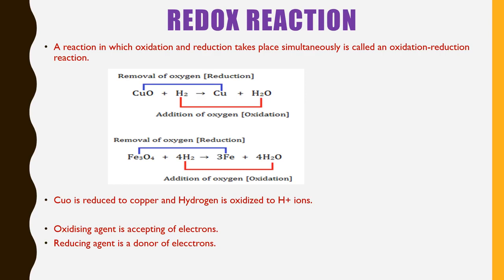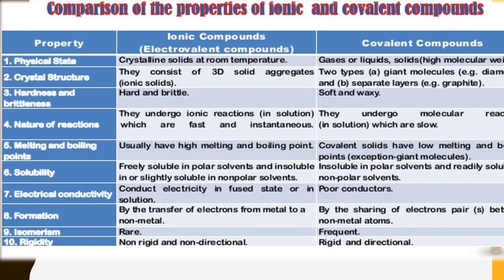CuO is reduced to copper and hydrogen is oxidized to hydrogen ion. Oxidizing agent is an acceptor of electrons. Reducing agent is a donor of electrons. Now we are going to discuss the properties of ionic and covalent compounds.